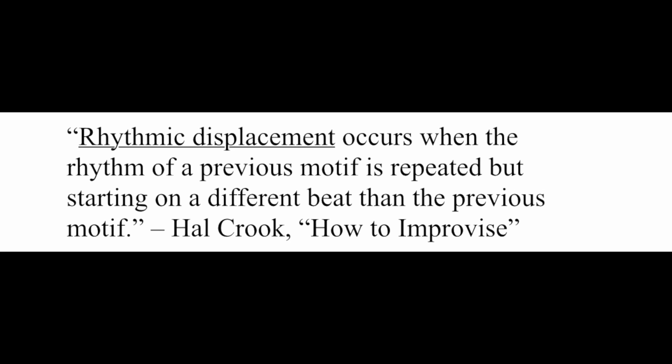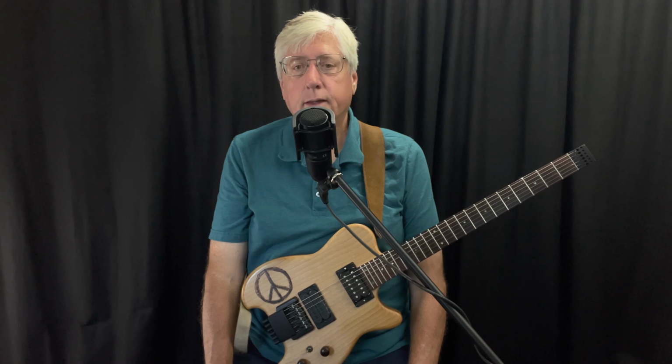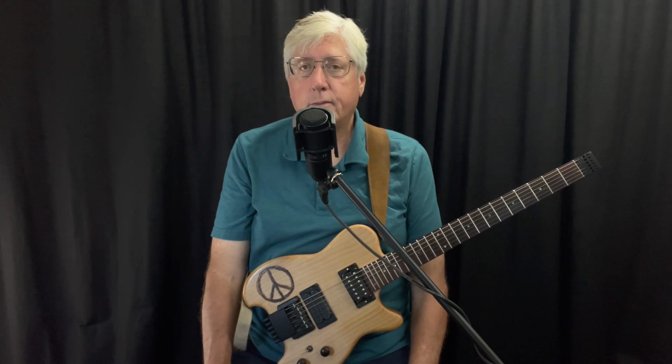Rhythmic displacement occurs when the rhythm of a previous motif is repeated but starting on a different beat than the previous motif. There are two kinds of rhythmic displacement: symmetrical displacement and asymmetrical displacement. The first is easier to execute than the latter.